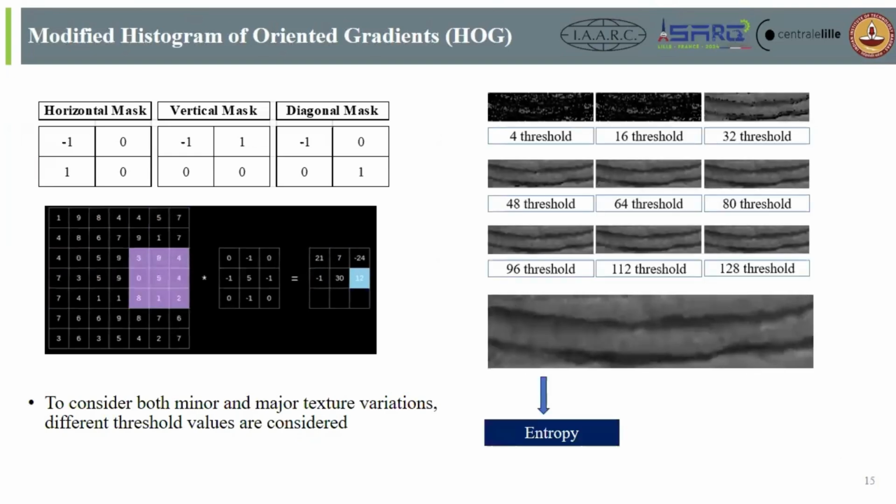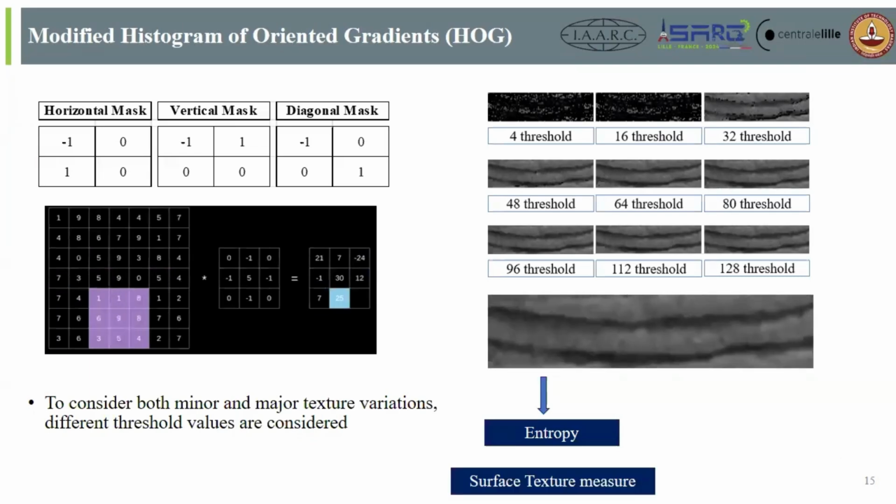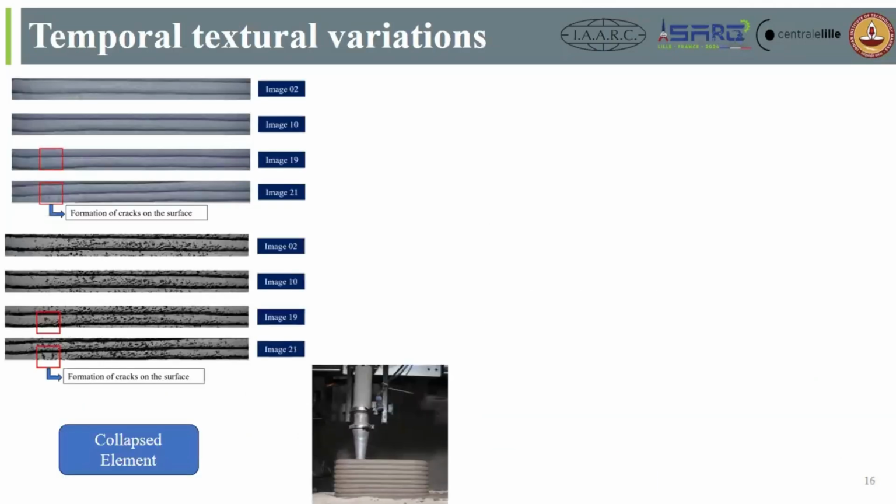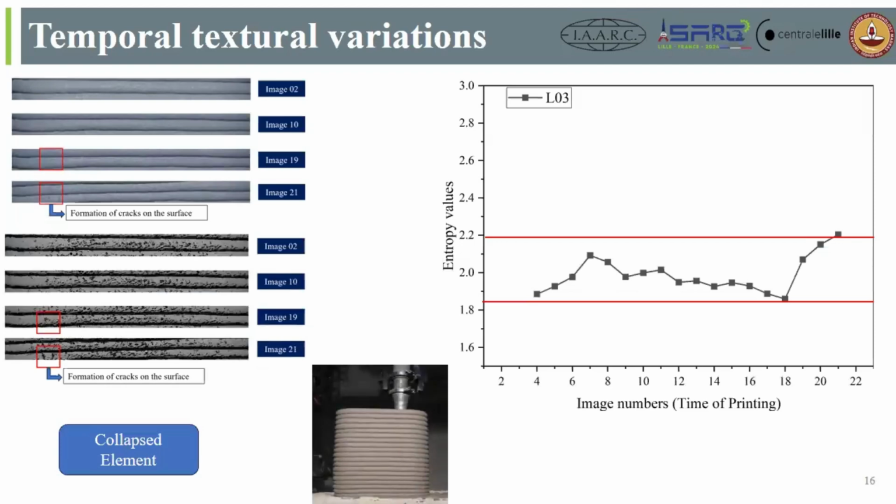surface texture also. Due to time, I will not be explaining the mathematics involved in it. But ultimately, what I want to say is that for surface texture, I'm using entropy. Entropy standard deviation is here. What it means is the overall changes in the surface texture within that crop window. For a collapsed element, there is going to be a lot of changes within the crop window, so the entropy standard deviation is going to be high. That is the overall surface textural changes.